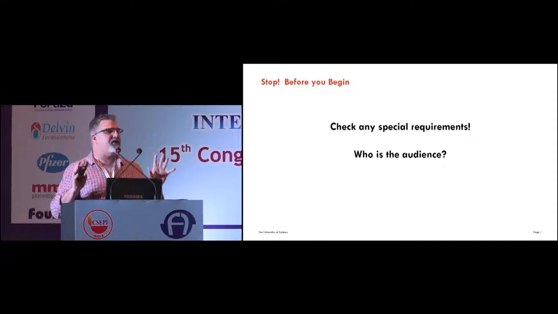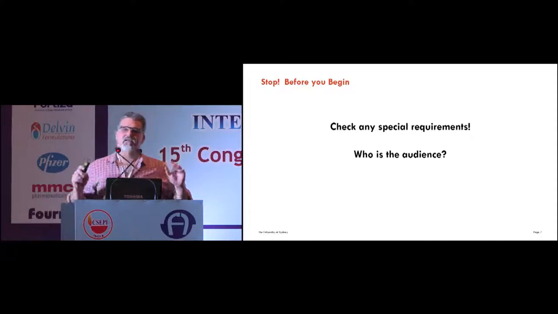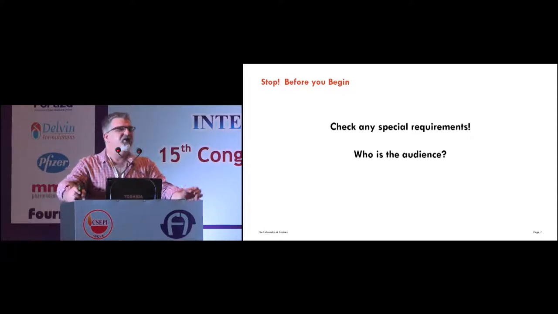So now I'm going to ask you to stop, and before you begin formulating your abstract, check any special requirements. If the scientific committee has stated there needs to be certain subheadings, use those subheadings. If the scientific committee says it needs to be in 12 font Times New Roman, use 12 point font Times New Roman. If the scientific committee says it needs to be 150 words, do not submit 175 words. These are all reasons for us to reject.